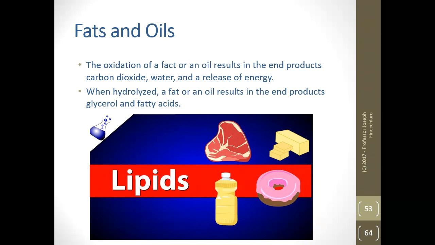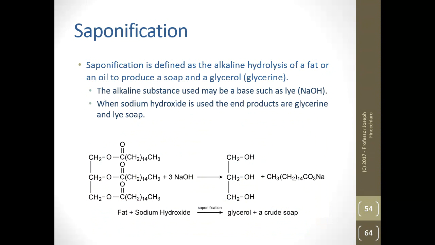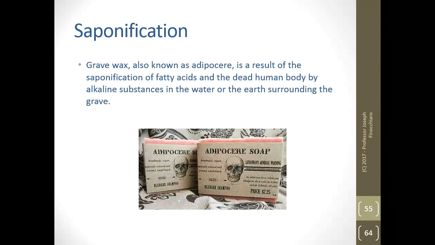The oxidation of a fat or an oil results in the end products carbon dioxide, water, and a release of energy. When hydrolyzed, a fat or oil results in end products glycerol and fatty acids. Saponification is defined as the alkaline hydrolysis of a fat or an oil to produce a soap and a glycerol. The alkaline substance may be a base, such as lye. When sodium hydroxide is used, the end products are glycerin and lye soap.